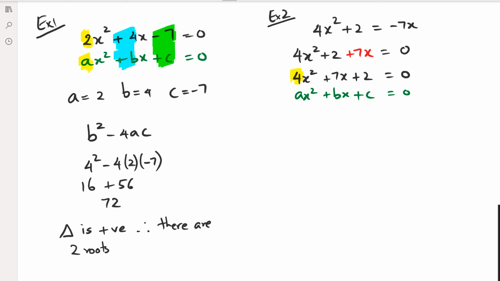So that means my a value would be 4, my b value is going to be positive 7, and my c value is positive 2. All right, remember, you've always got to take the symbols as well, and not just the number. So this is what I have.